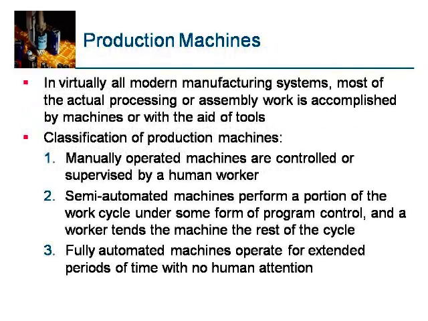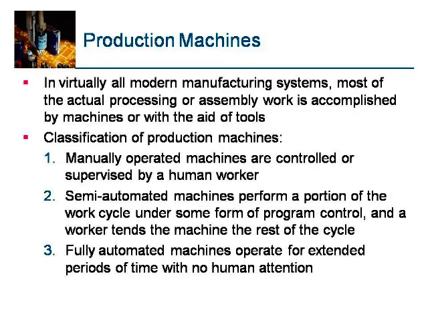In virtually all modern manufacturing systems, most of the actual processing or assembly work is accomplished by machines with the help of certain tools. A production machine can be a single processing unit or an assembly unit. Manually operated machines are controlled and supervised by a human worker. A lathe is a manually operated machine tool.